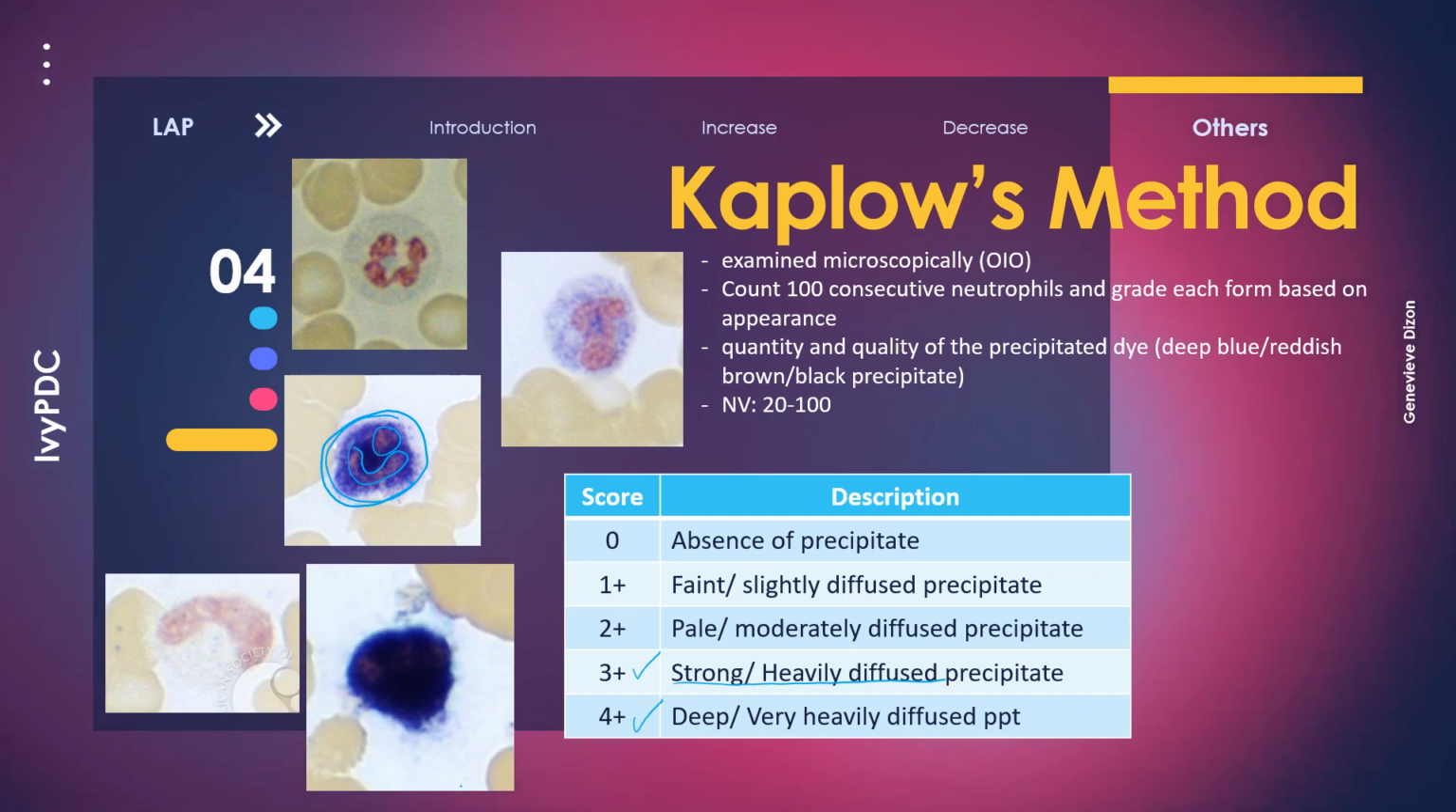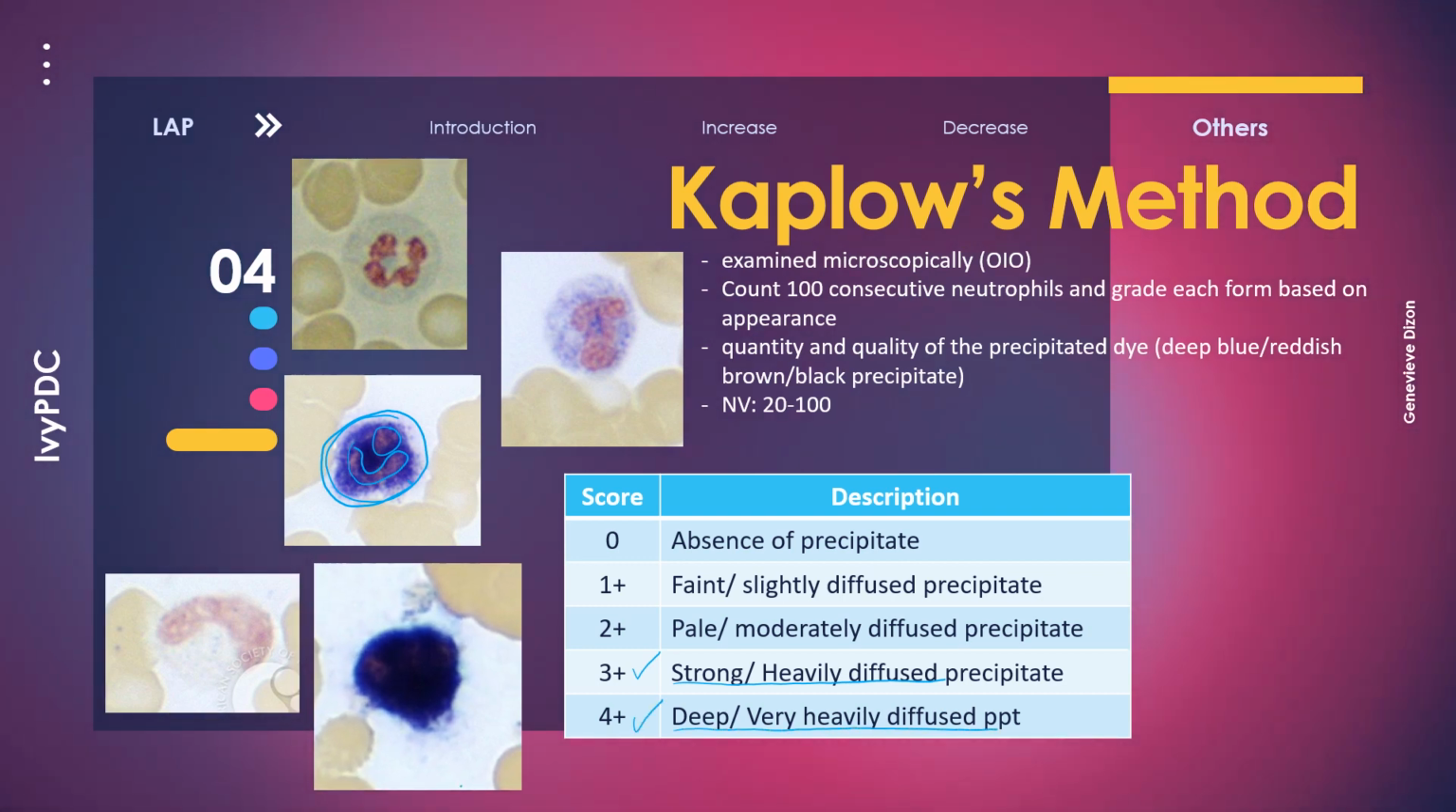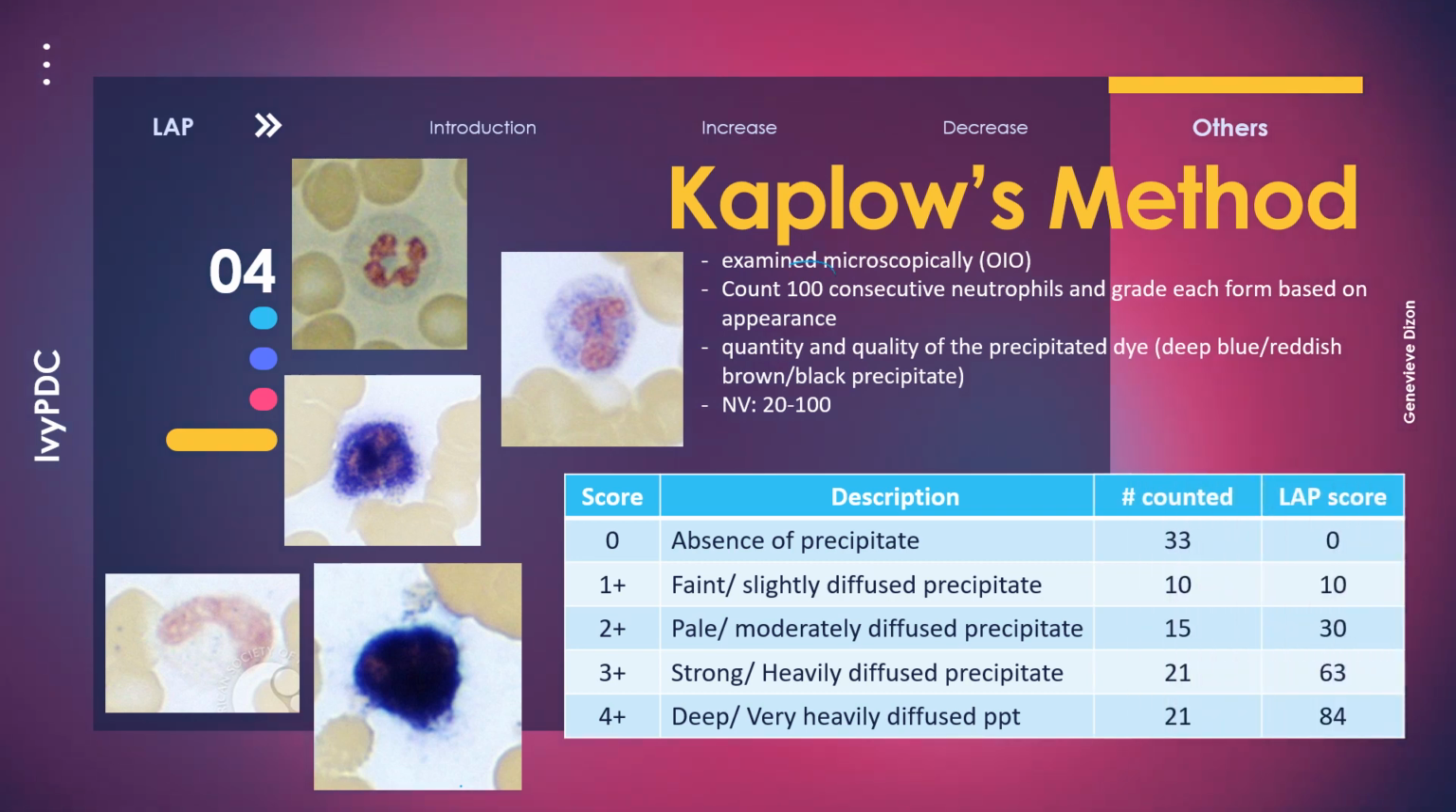And lastly, 4 plus is given when there is a deep or heavily diffused precipitate. So as you can see, there is a more intense staining of the granules in the 4 plus compared with the 3 plus, and the nucleus is no longer that visible compared to the 3 plus. So now we have to count 100 neutrophils.